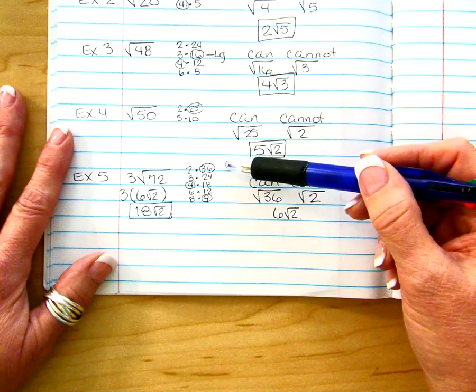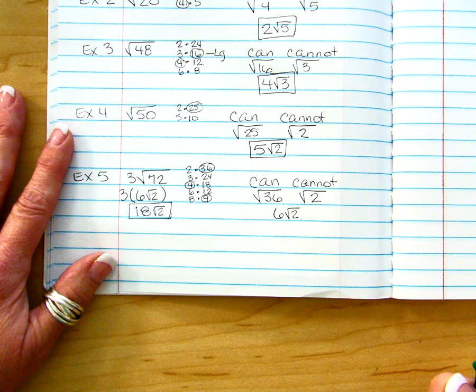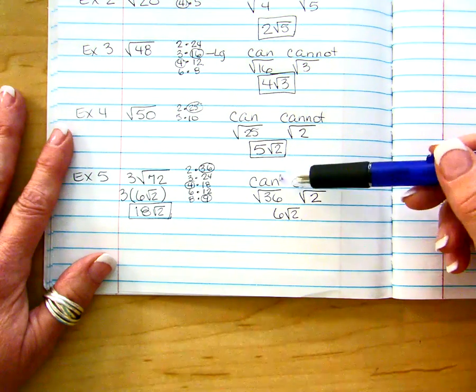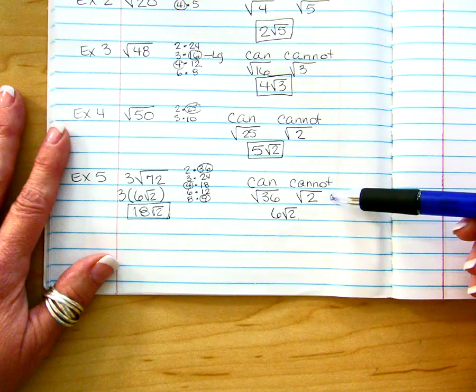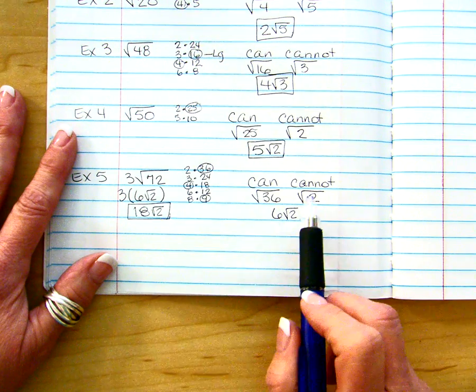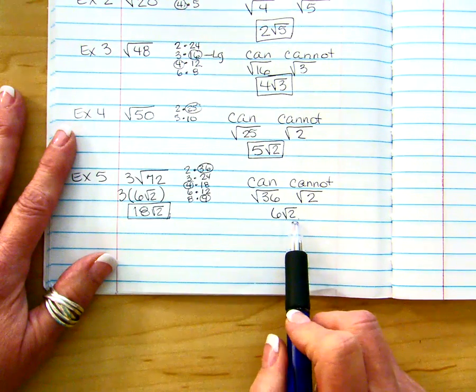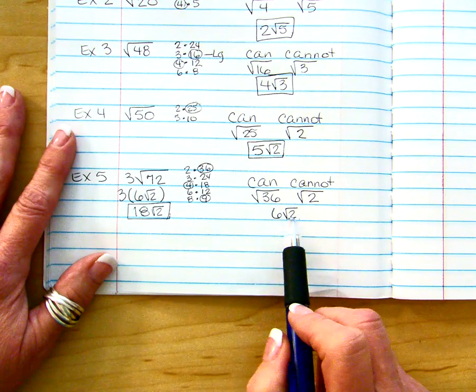So we have 2 times 36 as the factor pair that we will use to simplify the square root of 72. We can take the square root of 36. We cannot take the square root of 2. The square root of 36 becomes 6. The square root of 2 stays the square root of 2.